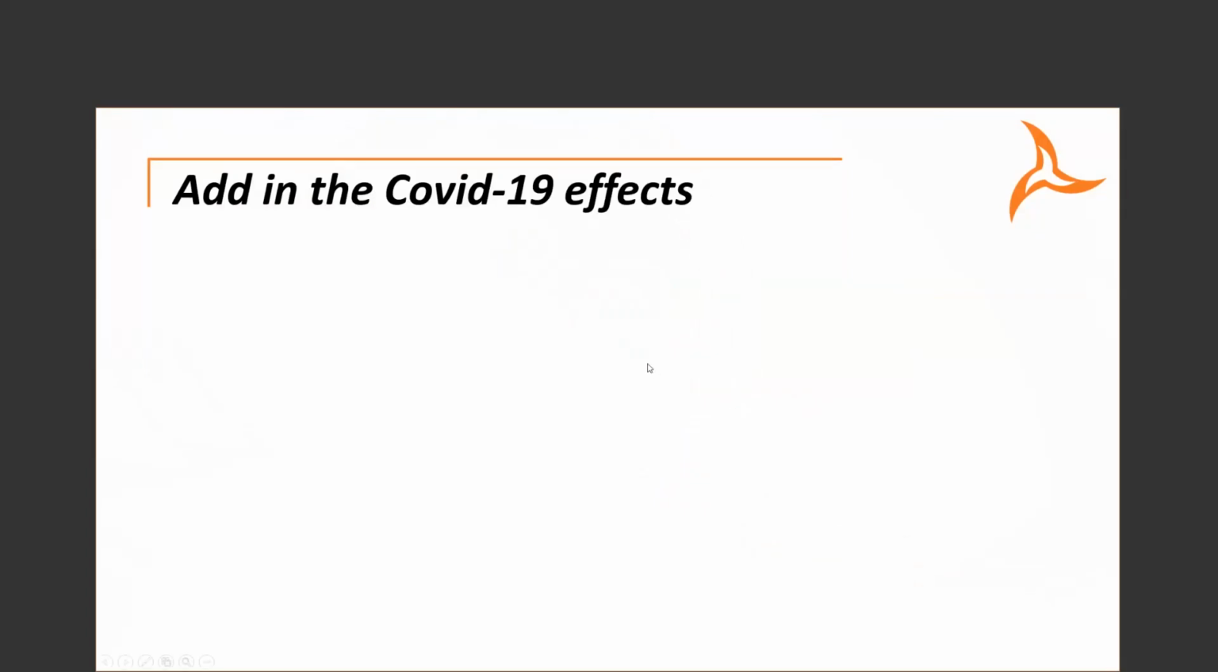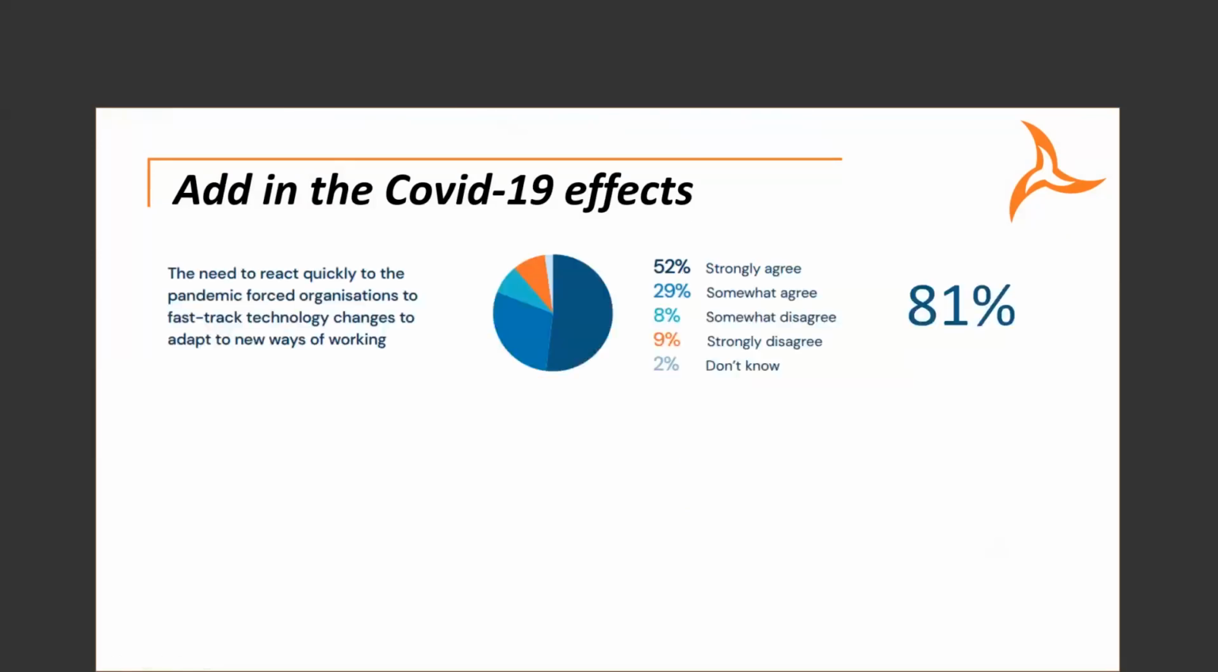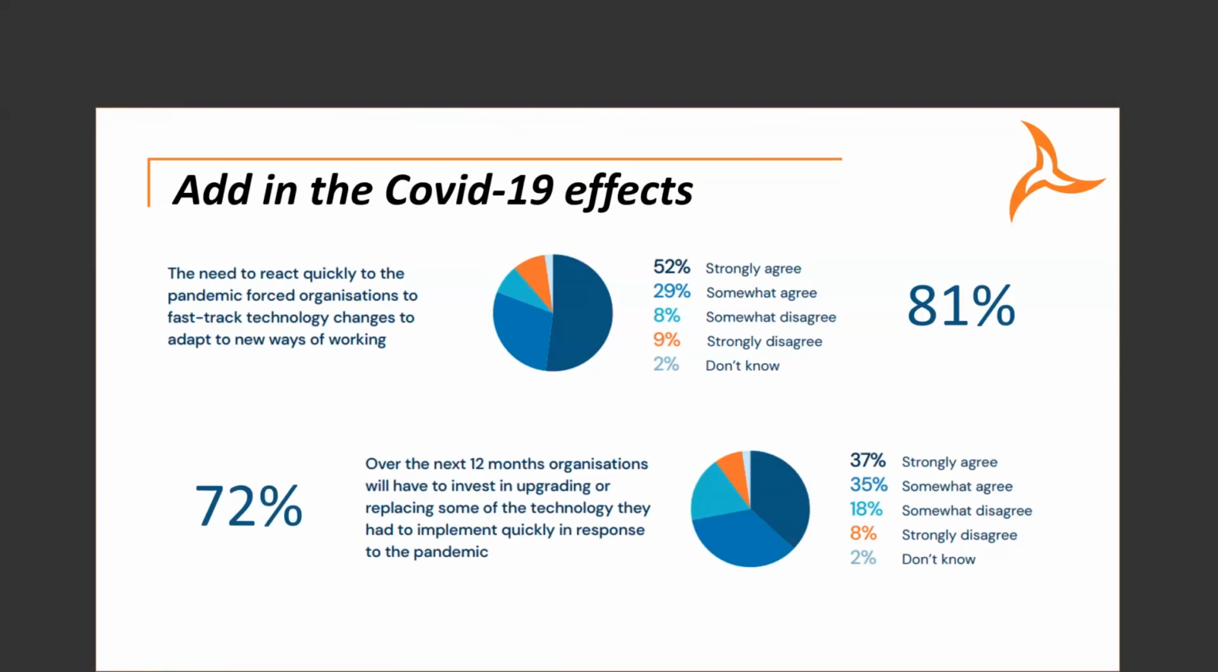The COVID-19 pandemic has had a massive effect on all of our lives, both personally and professionally. Macro 4 recently carried out a survey of IT leaders, and the results were very interesting. We'll provide a link to the survey at the end of the webinar. 81% said that the need to react quickly to the pandemic forced organisations to fast-track technology changes to adapt to new ways of working. Over 70% of the sample stated that over the next 12 months, organisations will have to invest in upgrading or replacing some of the technology that they had to implement quickly in response to the pandemic.